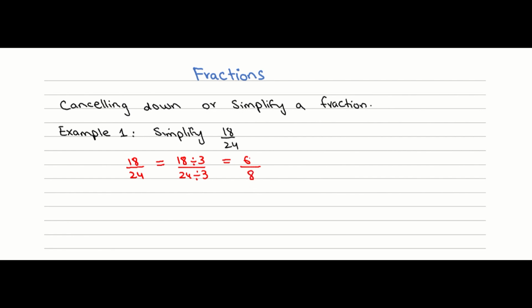Now we see again we have 6 and 8 and we can divide them again by 2 because 6 can be divided by 2 and 8 can also be divided by 2. So 6 divided by 2 gives you 3 and 8 divided by 2 gives you 4. And we see that we have 3 and 4 and we cannot divide them by the same table, so this is your simplified fraction.